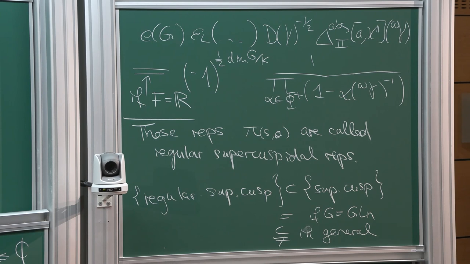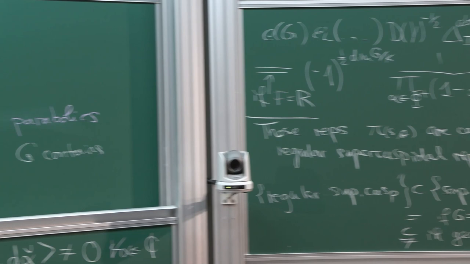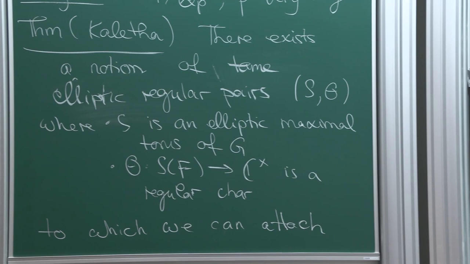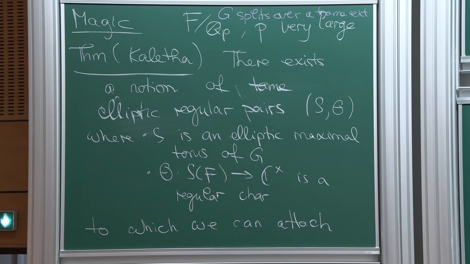When you say GLN, is it still under the hypothesis that p is large? Oh, yes, p is very large. You don't even need to go that large, but for the character formulas, yes. To be precise, p doesn't divide n, but p larger than n is safe.